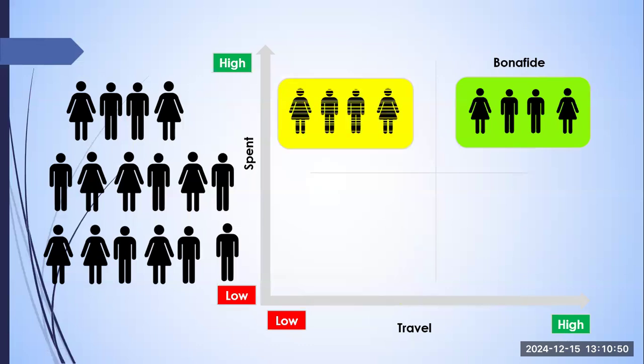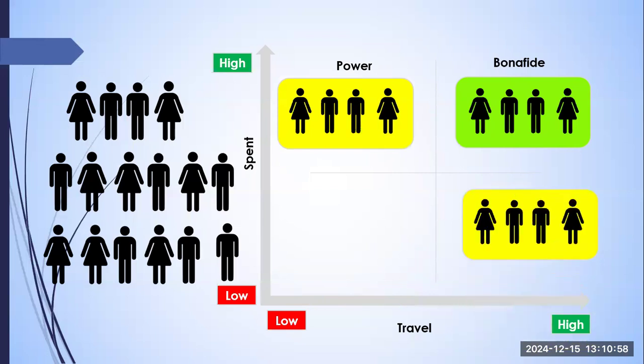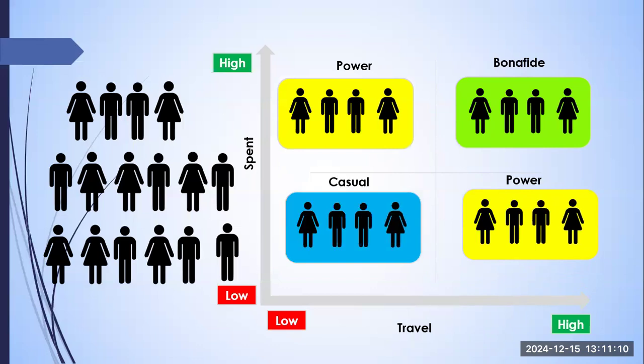Second, people who travel low but they spend high, they are our power customer. Similarly, who travel high and payment low, they are also power customer. The persons who casually low travel and the low spend, they are our casual customer. So what should be the strategy of this? So this classification, who is power, who is bona fide, who is casual.